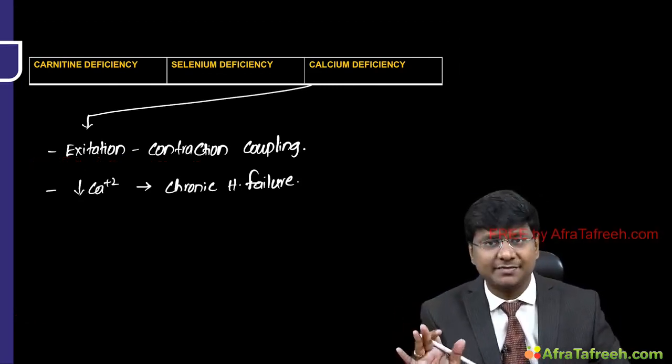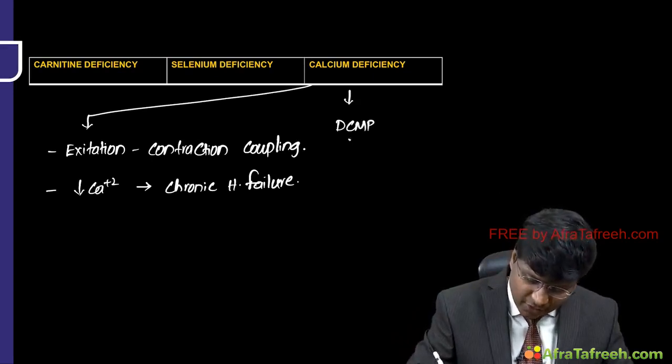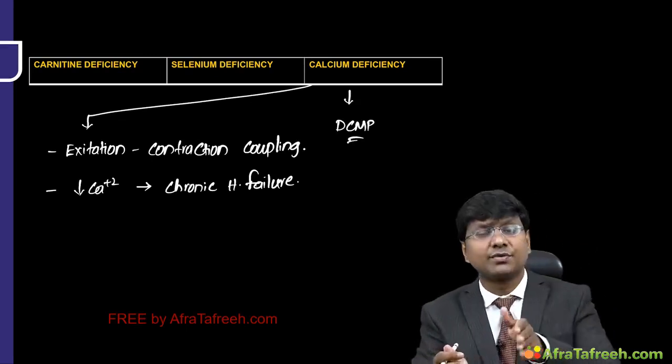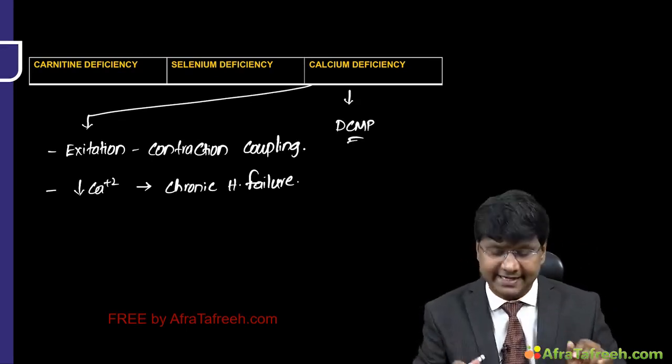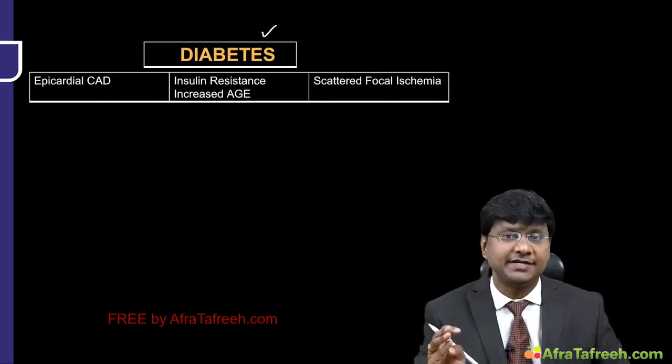So that is about the calcium deficiency, and this will also lead to the development of dilated cardiomyopathy because there is decrease in the excitation contraction. Now coming to the endocrine disorders causing dilated cardiomyopathy. What is that? Very important is diabetes mellitus.